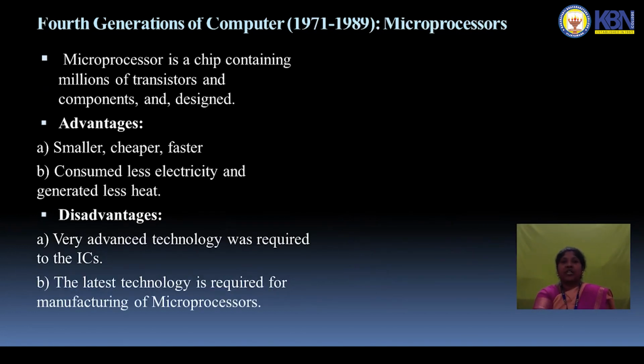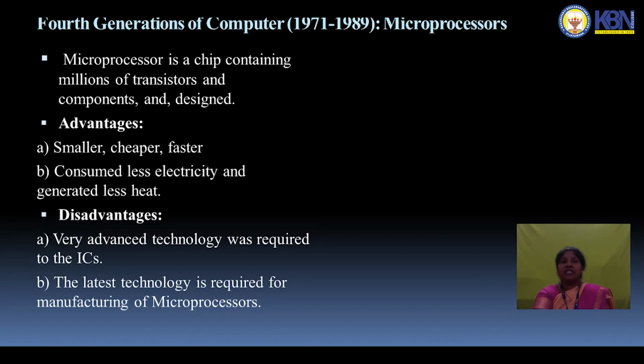Okay, now see the fourth one. In the fourth one, 1971 to 1989, the computers of this time we call fourth generation computers. Here we use the technology of microprocessors. In microprocessors, the chip contains millions of transistors and components in designed chips. Okay, so here we have some advantages and some disadvantages.